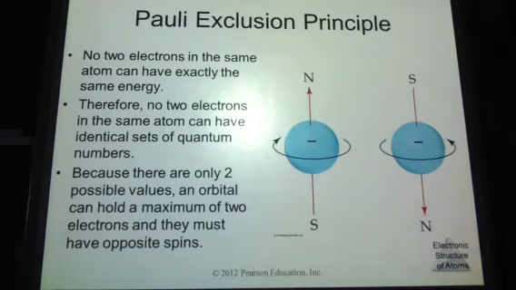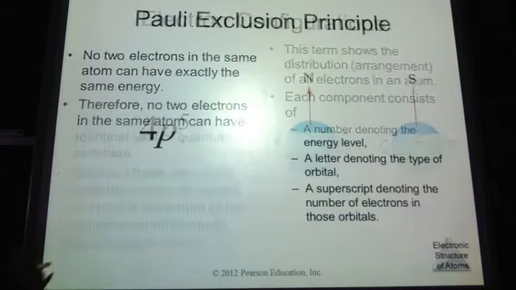Since there are only 2 values that electrons can have, a +1/2 spin or a -1/2 spin, each orbital can only hold a maximum of 2 electrons with opposite spins, because that's the only way that electrons can act. So I can only have 2 possible values in each orbital, and that is the Pauli exclusion principle right here. An orbital can hold a maximum of 2 electrons. They must have opposite spins. That's my Pauli exclusion principle.